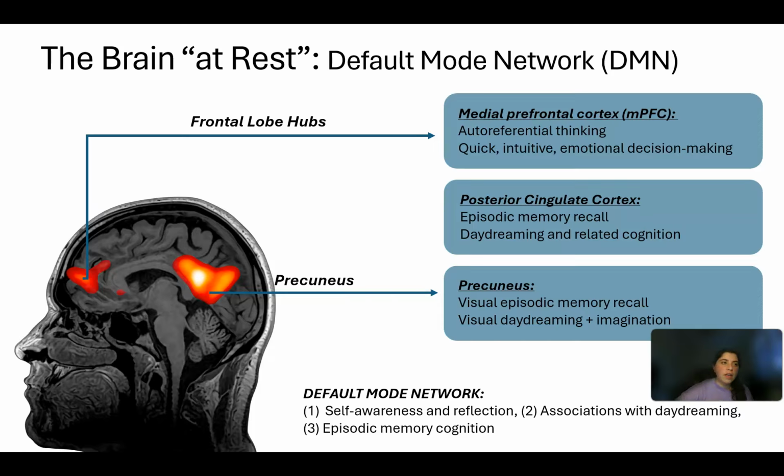occurred in your life and the way that you specifically chose to react to different scenarios in your life. And so episodic memory recall is therefore going to be very important in your sense of self because it's important for constructing your actual identity and the way that you personally choose to respond to different things in your life. Additionally, the posterior cingulate cortex is responsible for daydreaming and related imaginative cognition. So that's the second important function of the default mode network.